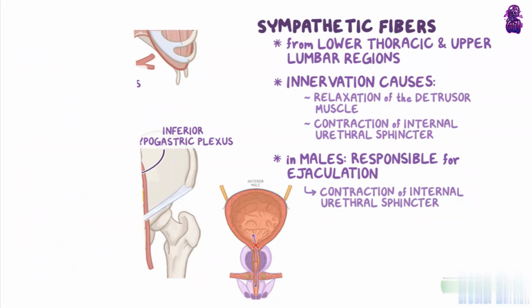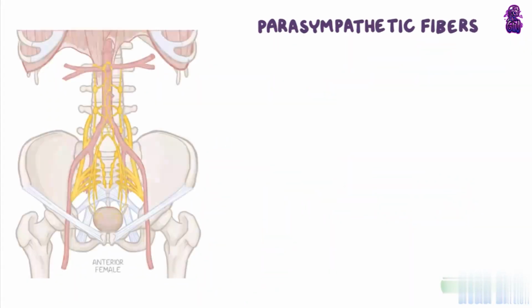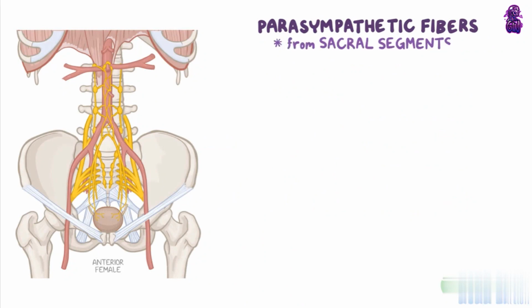Next are the parasympathetic fibers, which originate from the sacral segments of the spinal cord. These fibers travel through the pelvic splanchnic nerves, reaching a network of nerves called the inferior hypogastric plexus.